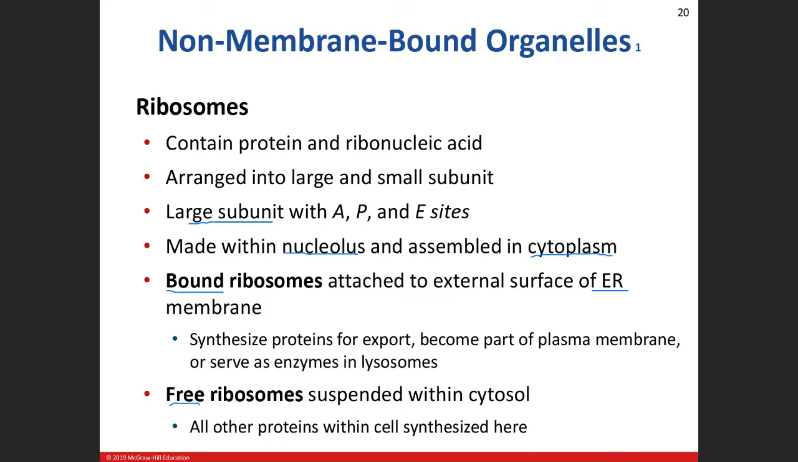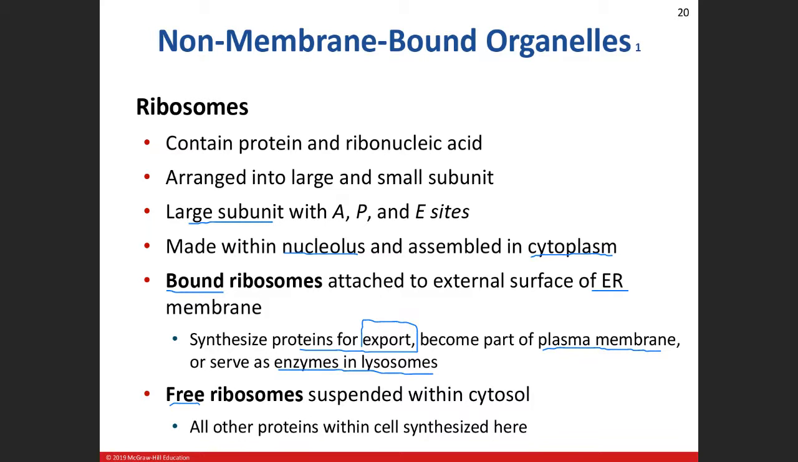And then some will attach to the endoplasmic reticulum, and those bound ribosomes are going to make the proteins that are made for export, or they will be made to become part of the plasma membrane, or they will be made for the enzymes in those lysosomes. So keep that in mind. If you're a bound ribosome, you're going to make proteins that are going to either leave the cell, become part of the plasma membrane of that cell, or make enzymes that are going to go into those lysosomes.